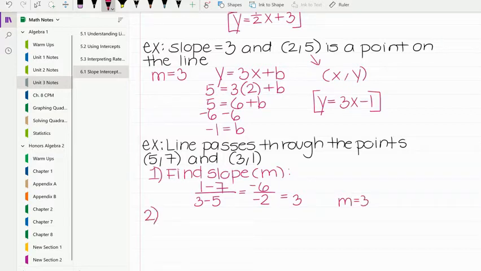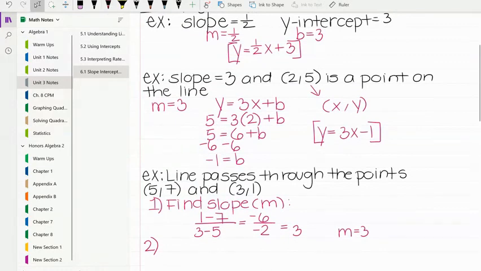Step 2: we have this slope, but we don't have the y-intercept. Now, if we look back at the last problem, we had the slope and we had a point, and that helped us find the y-intercept.